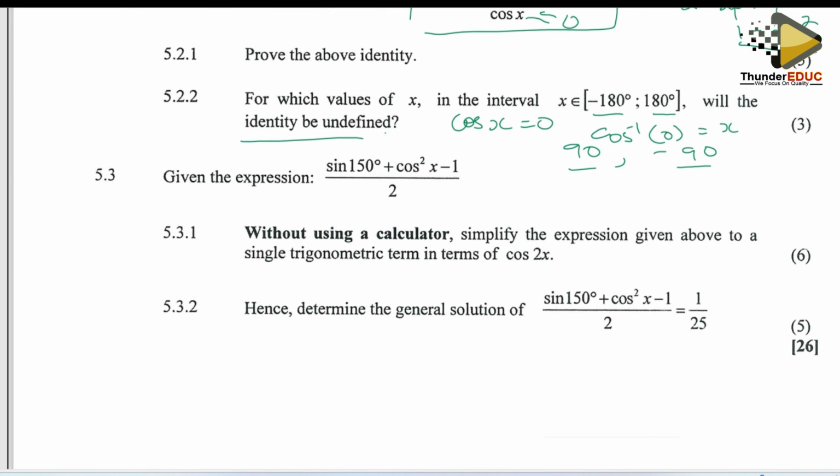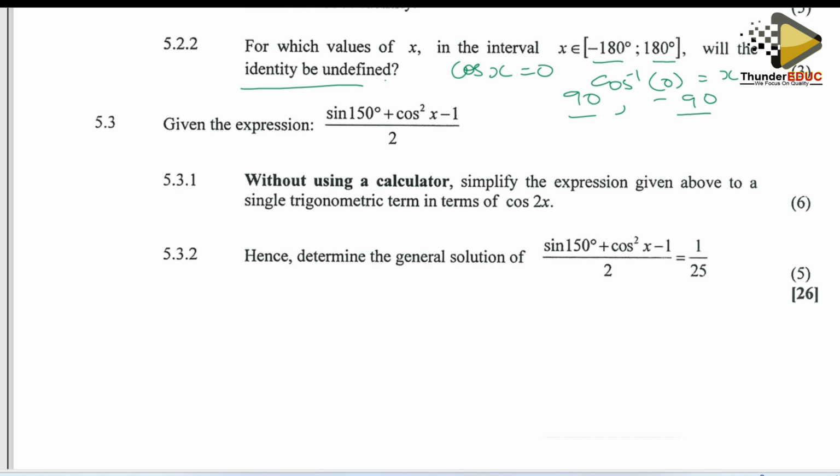Then if we are given this expression, without using a calculator, let us simplify the expression to a single trig ratio, 6 marks. To a single trig ratio. What are we going to do?